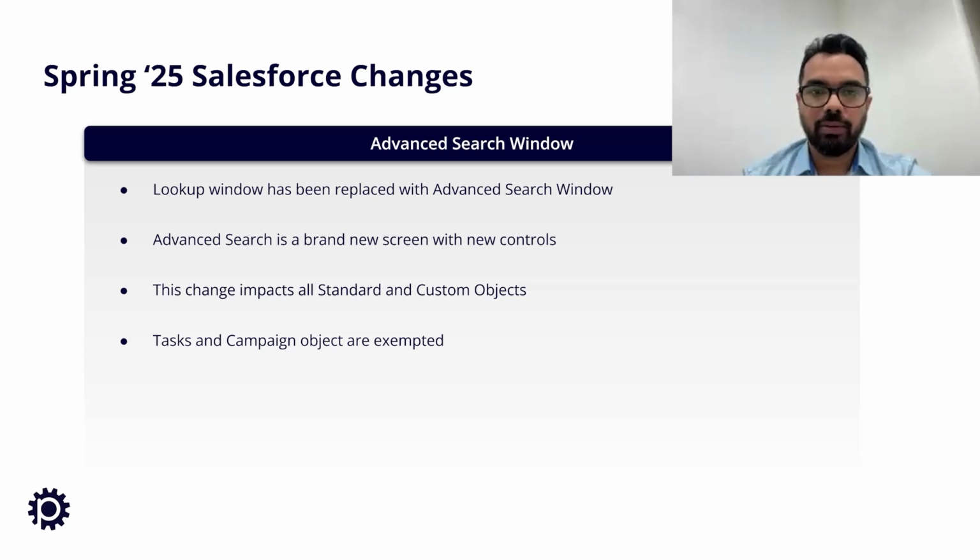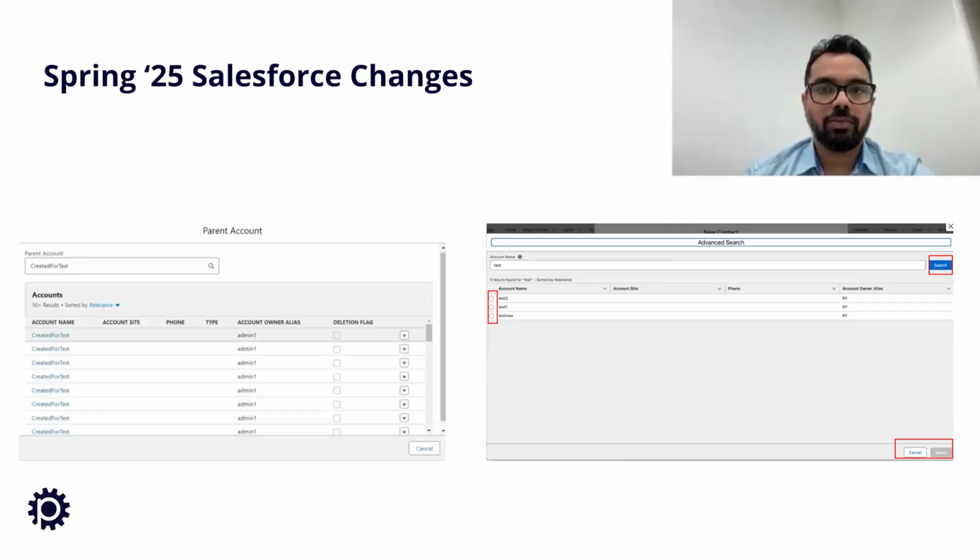I'm going to show that in a minute in the next slide, but just talking about it, it will have new controls, new buttons, a totally different screen. So it is something that will impact most of the Salesforce test cases if you are using lookup. There are some exceptions. The task and campaign objects are exempted from this change, and they're still showing the old lookup screens. But other than that, all the standard and custom objects are showing the advanced search window. Moving to the next slide to talk about certain differences.